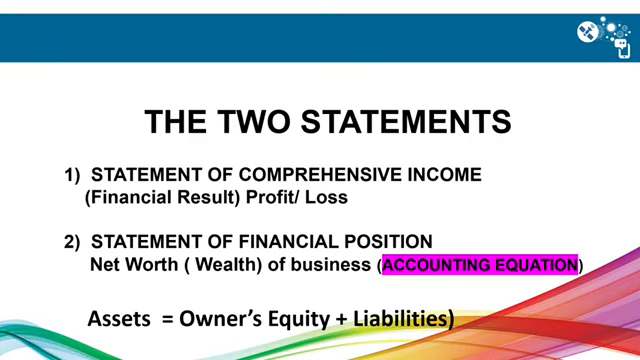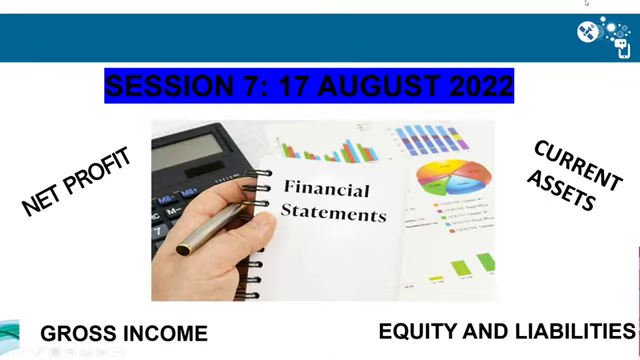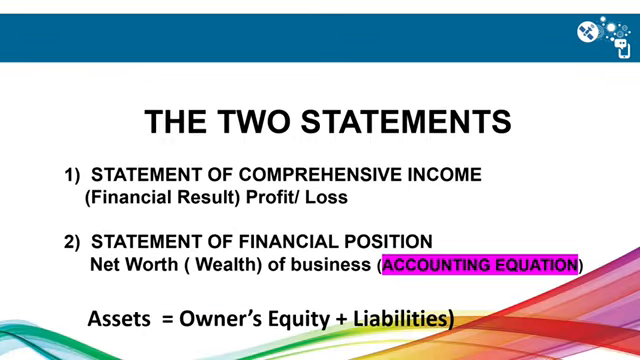Second statement we will be looking at is the statement of financial position. What happens in that statement? There we look at the net worth or the wealth of the business. Now, grade 10s, allow me to actually just recap and tell you, when we look at the statement of financial position, we are actually looking at the accounting equation. So first of all, we are looking at your assets, and then assets will be equal to your owner's equity plus your liabilities.